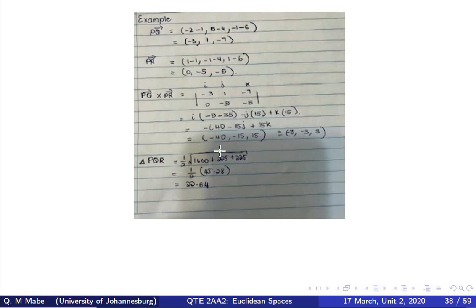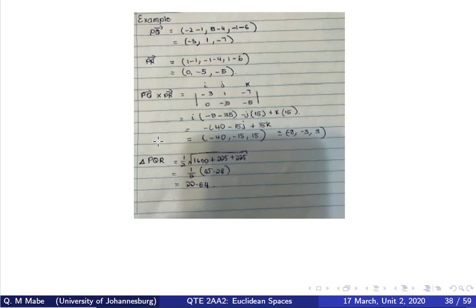Remember this vector here, we can divide by 5. It's a multiple of 5. So it means that negative 8, negative 3, and 3 will also be perpendicular to the triangle PQR.